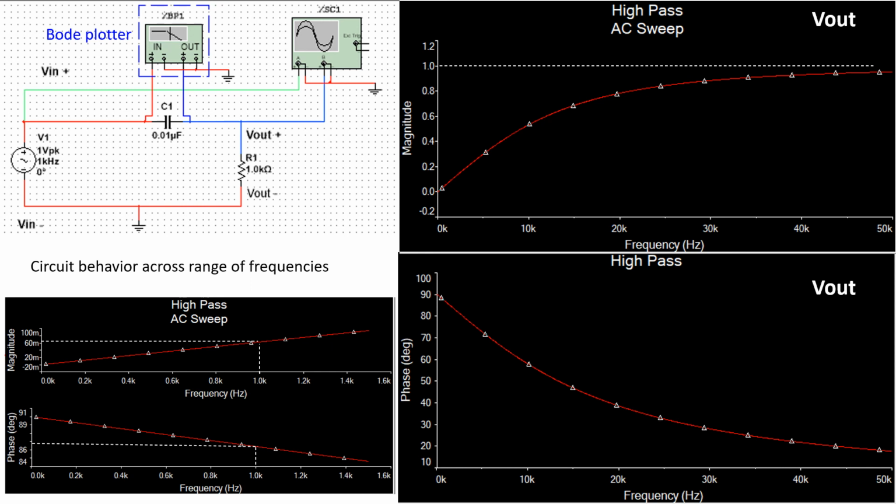Similarly, we can look at the phase response of Vout, the voltage across our resistor. As the frequency increases, the phase angle decreases. It starts at 90 degrees when the capacitor controls or opens the circuit and decreases to 0 degrees as the capacitor begins to behave like a short. At higher frequencies, the resistor controls the behavior of the circuit, and therefore the complex value looks more like a real number, R1, which has a 0 degrees phase angle.